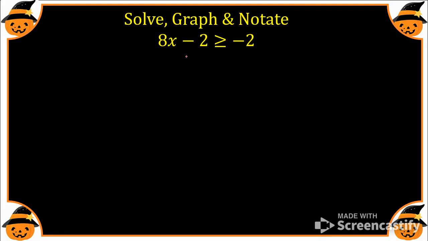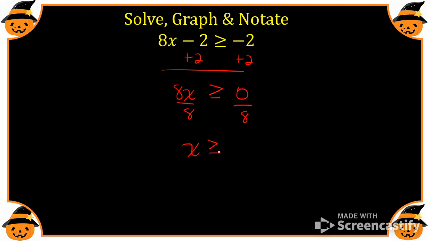Let's solve, graph, and notate. So we're going to add 2 to both sides. We're going to divide by 8, and x is greater than or equal to 0. So on the number line, it's always a good thing to graph when you're having to do interval notation. So x is 0 or greater. So this is closed. And so in interval notation, 0 with a bracket to positive infinity.